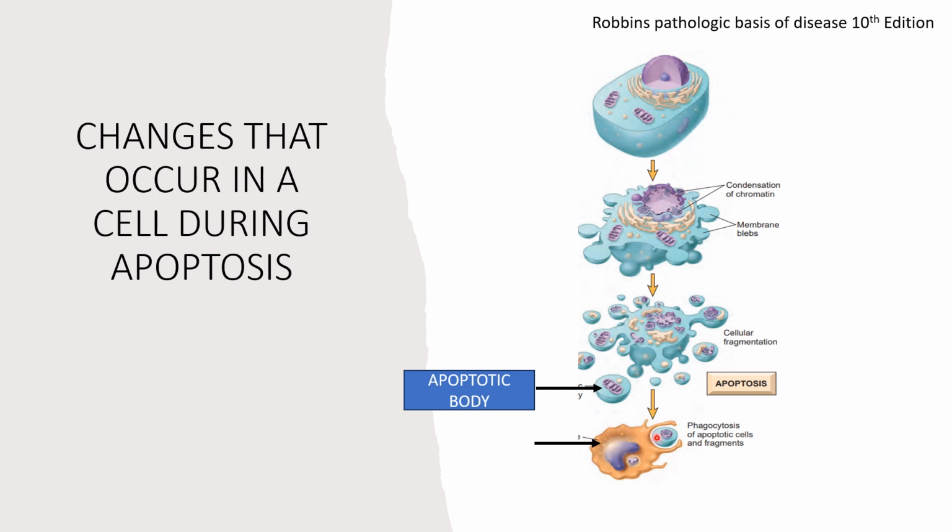Now this apoptotic body is then completely eaten up by the cells which are called macrophages. So this process is called phagocytosis. Since these apoptotic bodies are completely consumed by the macrophages, inflammation does not occur. So the main features of apoptosis are formation of apoptotic body and phagocytosis, or completely eating of the apoptotic body by these macrophages, which does not elicit any inflammation.